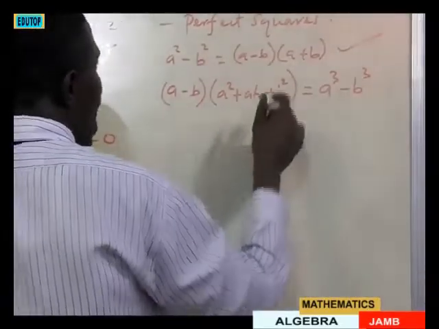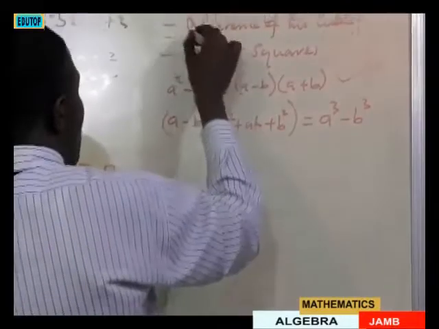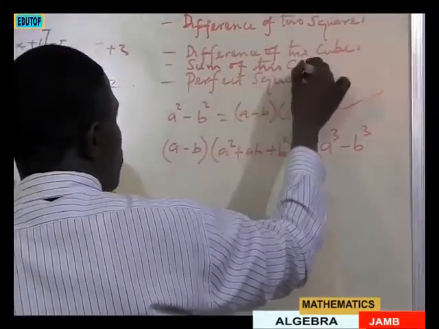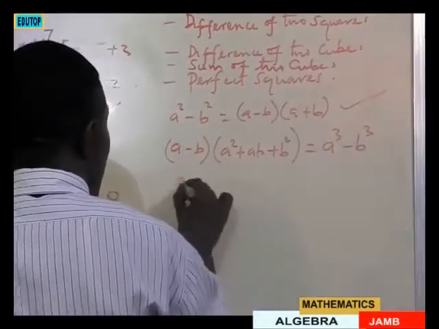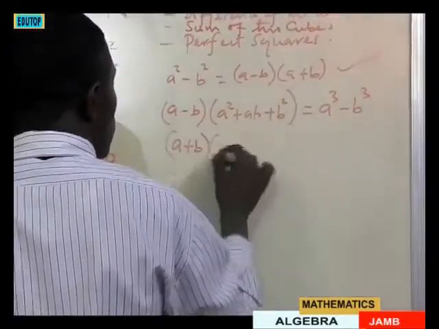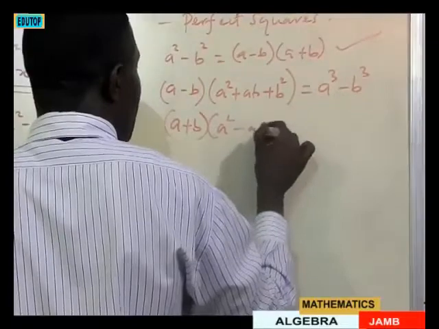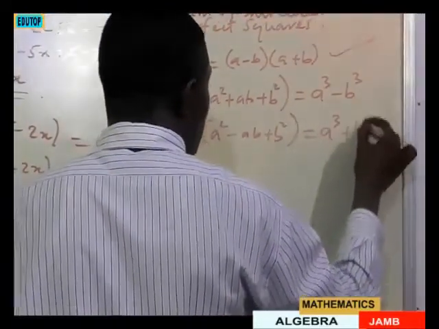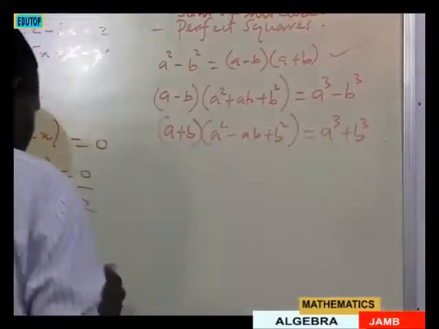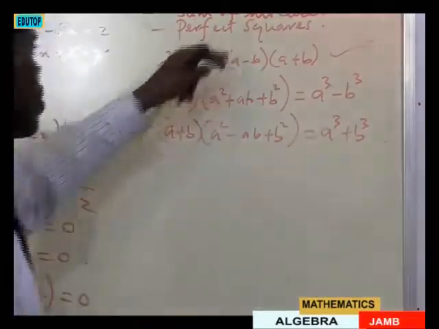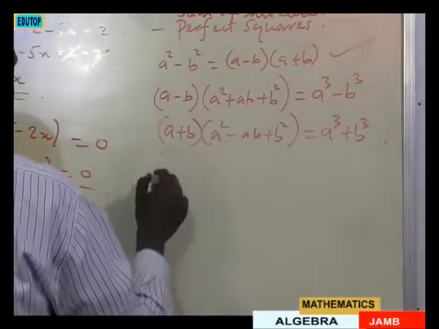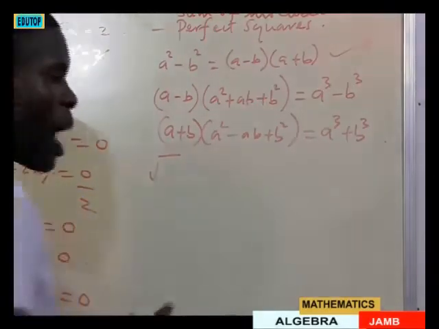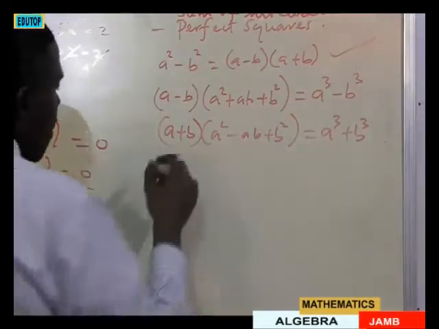Then we also have sum of two cubes. Let me include it here. Sum of two cubes. So that one is saying that a plus b into a squared minus ab plus b squared, and that is a cubed plus b cubed. Then perfect squares. A number is said to be a perfect square if the square root of that number gives us an integer. That is a number without a decimal part.